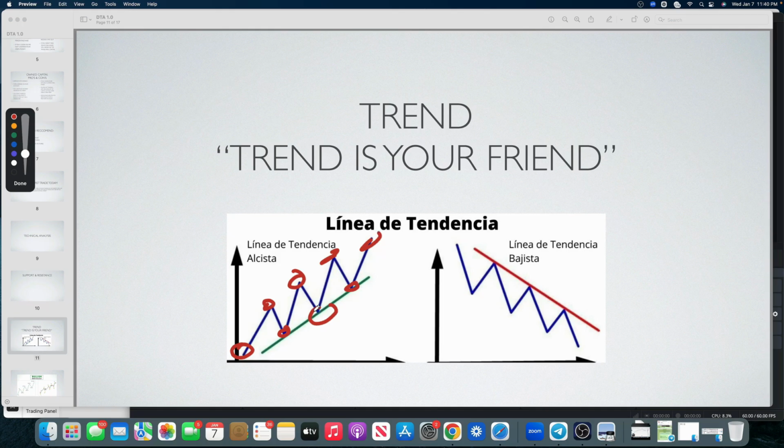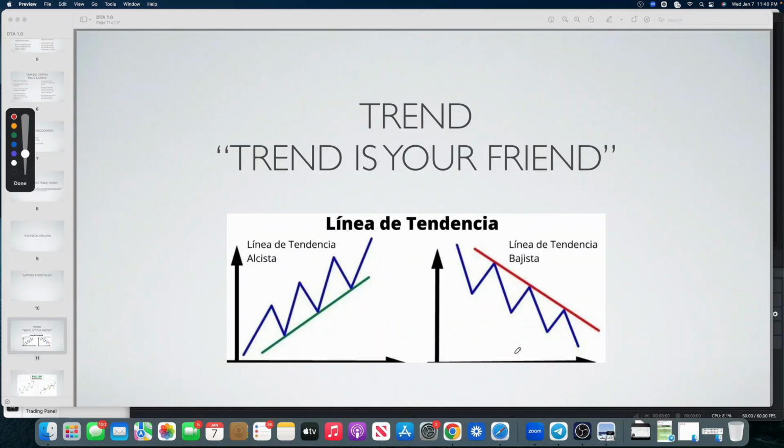But when you have a high and then it comes back down, boom, and then we have a lower high and then a lower low, then a lower high, then a lower low, and then a lower high, and then a lower low, that's how you know that the market is actually bearish. Simple.